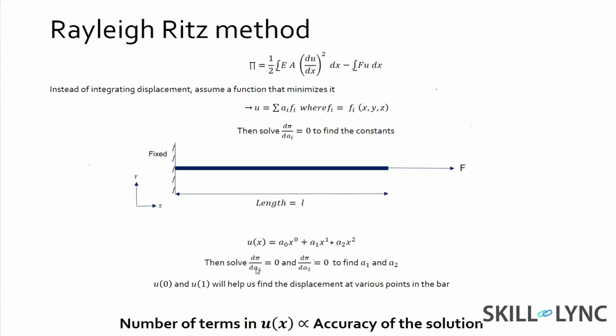And once you have such a function, you can apply the stable equilibrium condition, the change in the potential energy equals zero, but we are just integrating it using the adjustable constants. And that will help us to find the displacement in the body. If you look at the function here, we are just using this function to approximate this displacement in the bar. And the more terms we have in this function, the better the solution.